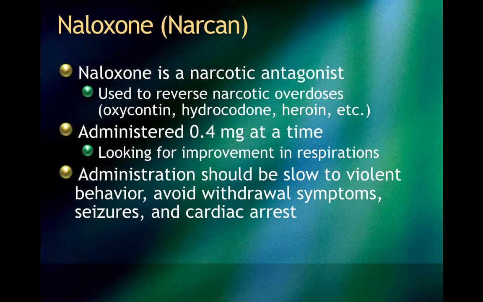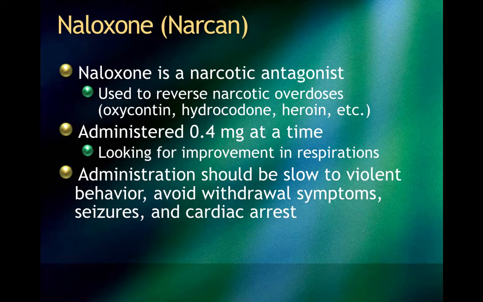Naloxone is what we're talking about. It's a narcotic competitive antagonist. It's used to reverse narcotic overdoses, or respiratory depression as a result of narcotic use. The minimum dosage is 0.4 milligrams. The max single dose is 2 milligrams, typically given 0.4 to 0.5 milligrams at a time in intermittent doses until you see improvement in respiratory quality.